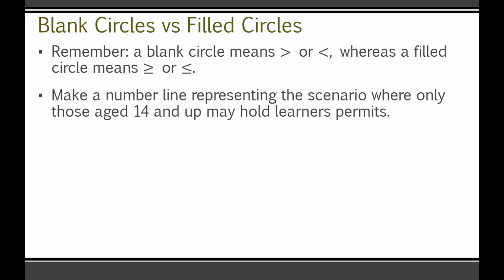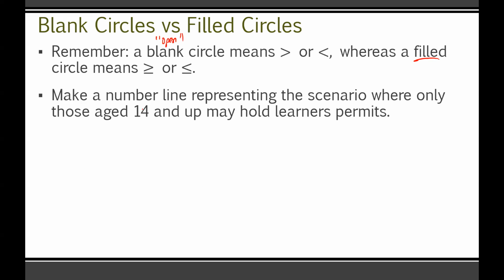So again, blank circles versus filled-in circles. A blank circle, or an open circle as I prefer to call it, means greater than or less than, whereas a filled-in circle means greater than or equal to, or less than or equal to. So here's a bit of a task for you before we move on. Make a number line representing the scenario where only those aged 14 and up may hold learner's permits. Be careful about what sign you're going to use here, and be careful about where you're going to shade on your number line.